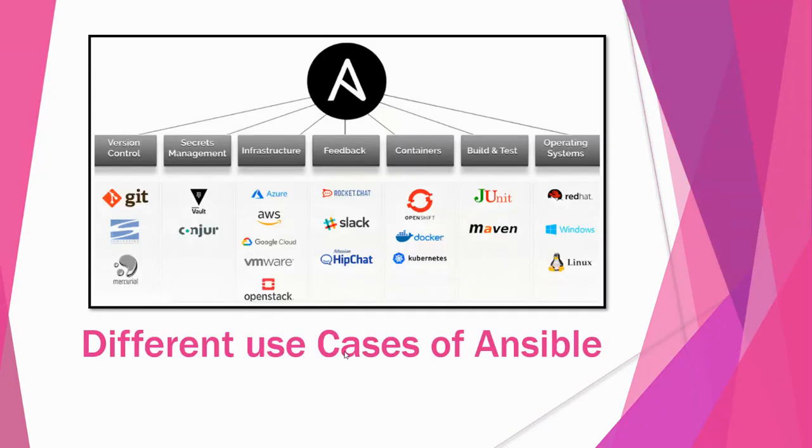And then there are different use cases of Ansible. It is used in version control tools. It is used for secret management, infrastructure management, and feedback. Feedback means chats, right? Many chat tools, Slack, HipChat, people are using Ansible in the background for the tool to function. It is also used for containerization, build and test, and operating systems. So there are many different use cases for Ansible.